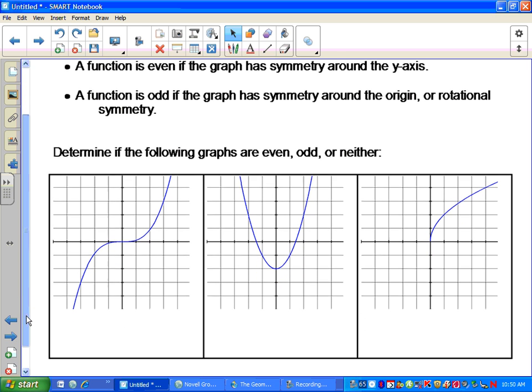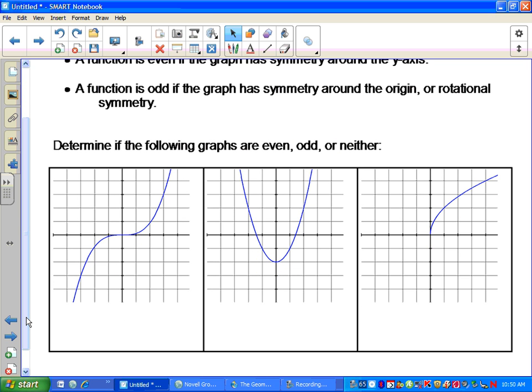Okay, so if I fold this over the y-axis, would it land on itself? Number one here, it would not land on itself. If I put my pencil right here at the origin and spun it 180 degrees, would it land on itself? Yes, this would land back down here. So this is an odd function. It's categorized as odd because if it rotated around the origin, it would land on itself.